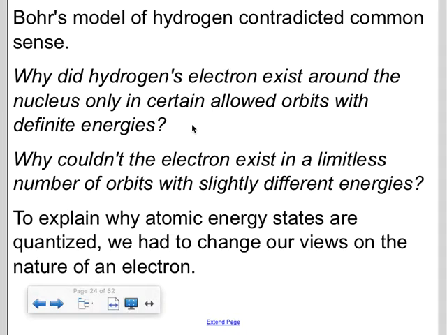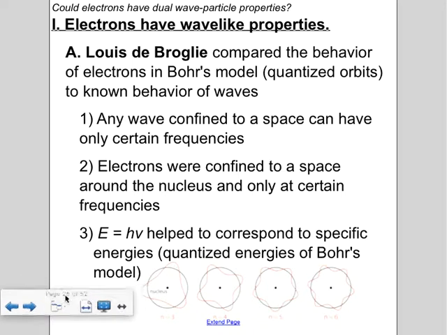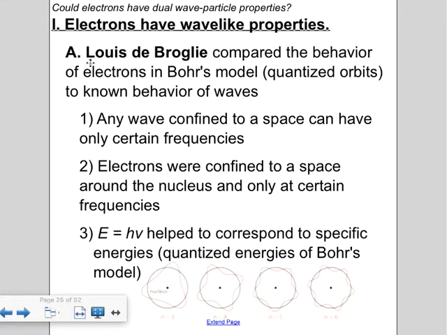Okay. Yeah. Why couldn't the electron exist in a limitless number of orbits with slightly different energies? Like, why can't you be on half a rung? So, yeah, some common sense here. To explain why atomic energy states are quantized, we had to change our views about the electron. So, here we go.